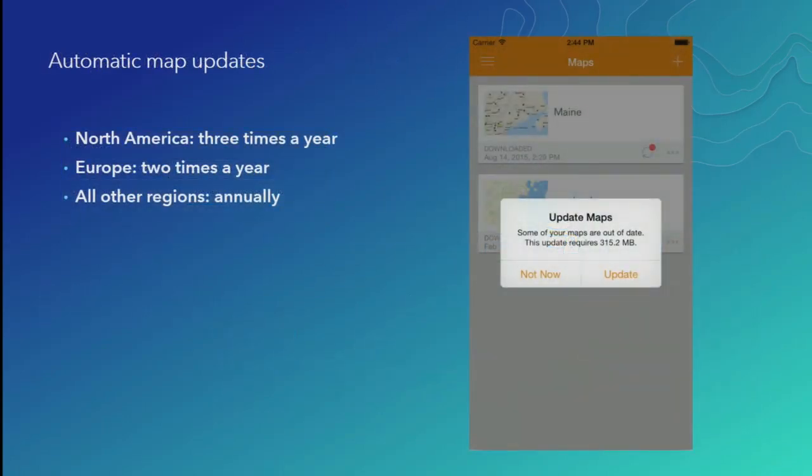Navigator maps are updated 3 times a year in North America, twice a year in Europe, and once a year everywhere else. When those maps get updated, this is the message and the notification that you'll see. As an end user, you'll see, hey, there's a new map out there. Let's get the freshest, latest, and greatest content.